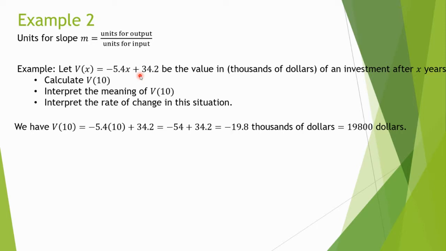Okay, so v of 10 by direct calculation is this. You just replace x by 10. That's all you do. And you can see that we get negative 19.8. But remember, the units for this, as stated here, is in thousands of dollars. So it's negative 19.8 thousands of dollars, which is equivalent to this. Although there should be a negative there. Let me just quickly fix that. I thought I fixed that in the notes. So it's negative $19,800.